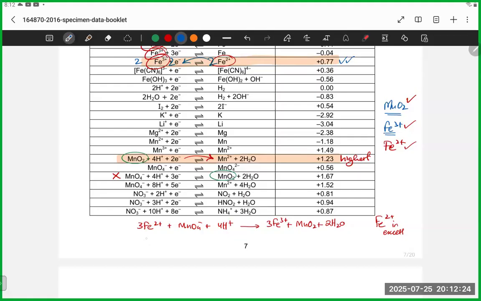So my second reaction is 2Fe2 plus, MnO2, plus 4H plus 1. And the product is 2Fe3 plus. And in the second one, the product is Mn2 plus and 2H2O. So after the first reaction has happened, the products of the first reaction, which are over here, have now gone on to do a further reaction, which is the second reaction.